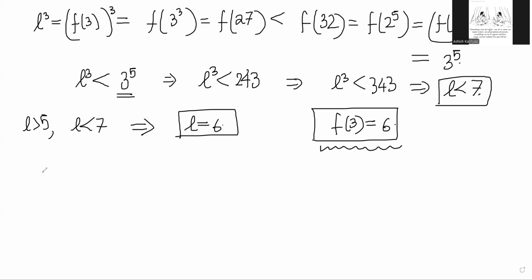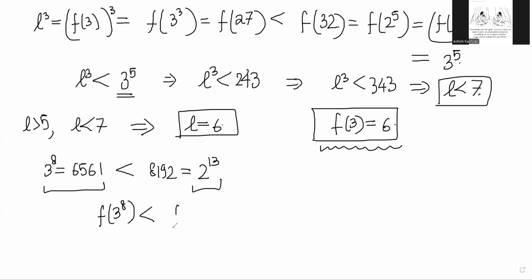So we can try 3 power 8. 3 power 8 is 6561. And that is clearly less than 8192, which is 2 power 13. And what I'm going to say, we know these values, so we should have f of 3 power 8 is less than f of 2 power 13, right? So f of 3 power 8 will be what? Think about it. It will be 6 power 8 is less than f of 2 power 13. f of 2 was 3, so 3 power 13.